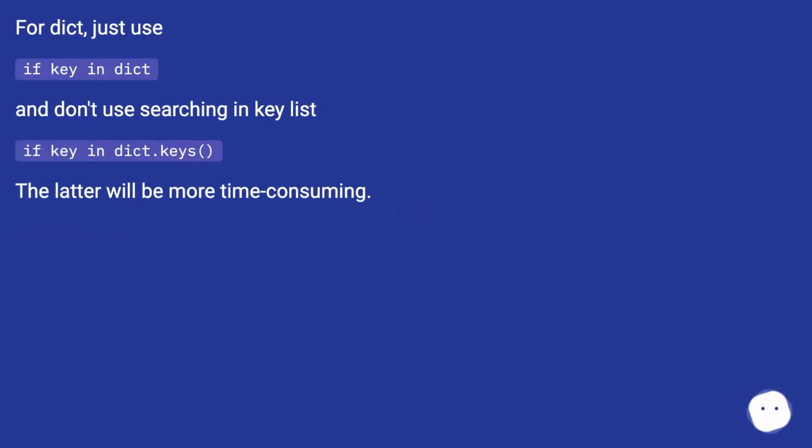For dict, just use if key in dict. And don't use searching in keylist, if key in dict.keys. The latter will be more time consuming.